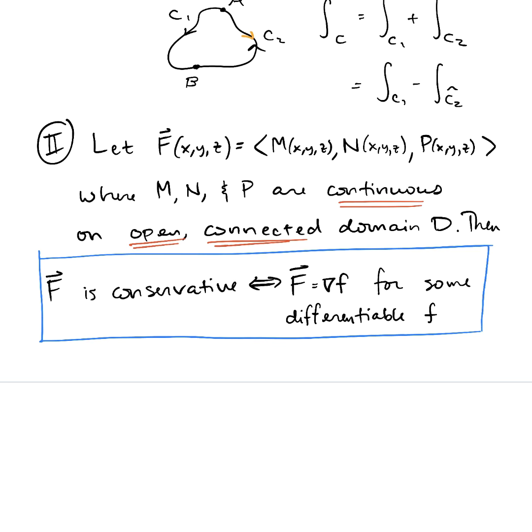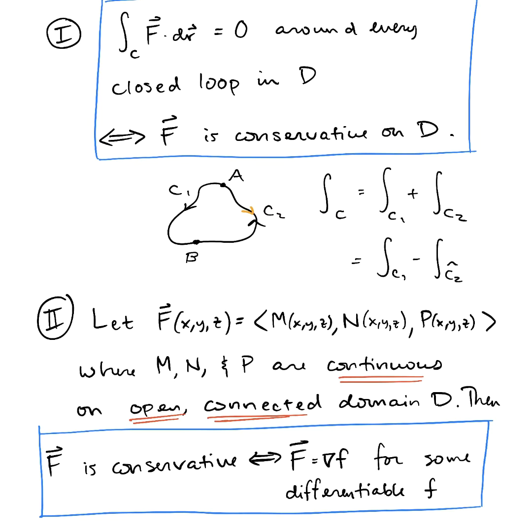Okay, so looking at the first two theorems, the first one says to test whether something's conservative, really you only have to look at closed loops, and you don't have to know anything special about the domain or anything. Just if it's 0 around every closed loop, then you're good, it's conservative. The second theorem says, okay, if you put a few more hypotheses in, namely that the component functions of your 3D vector field are continuous and that the domain is open and connected, then to decide if it's conservative is the same as to decide if it's got to be somebody's gradient.